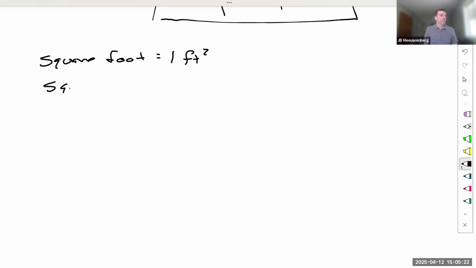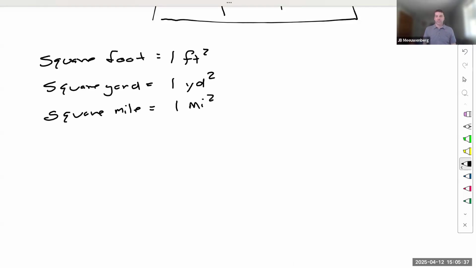We could also measure in a square yard if we wanted to, which is 1 square yard. You can see where I'm going with this. We can measure in a square mile if we're talking about land, perhaps. And we say 1 mile squared. Now those get progressively bigger and bigger. But the idea is we are working with a perfect square here and saying how many of these does it take to cover an entire space.